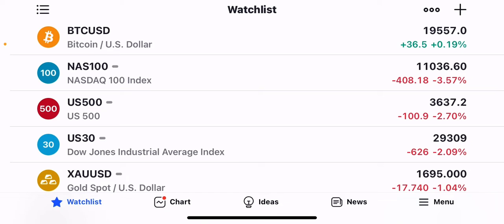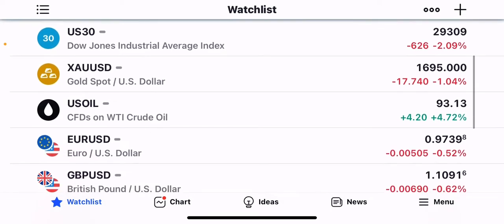So, looking at the charts, looking at our watch list, we have Bitcoin with a plus 0.19 rise, followed by NASDAQ with a minus 3.57%, followed by the US 500, which is a minus 2.70, and then US 30, which is a minus 2.09. So these three, NASDAQ, US 500, and US 30, I found them quite similar because they are moving in the same direction. But as we scroll down, we are looking into gold.